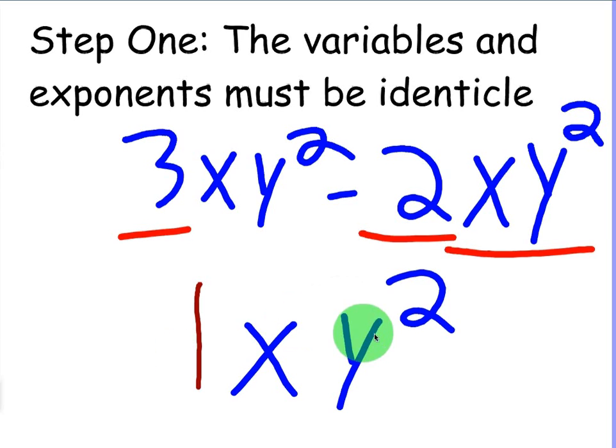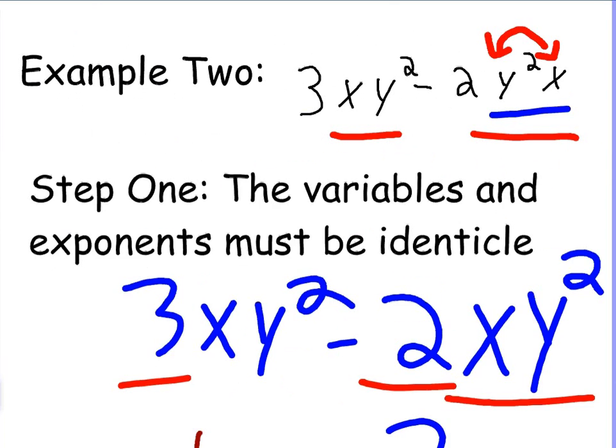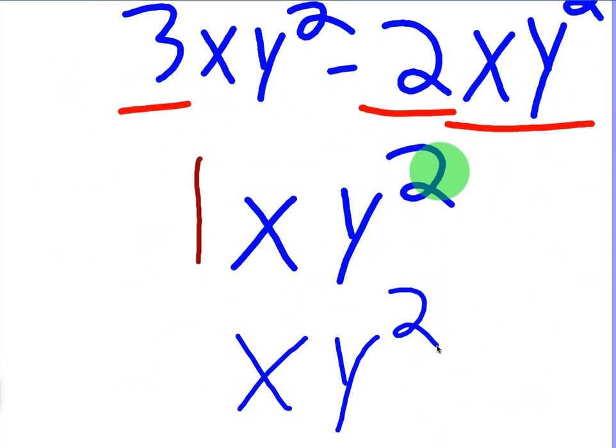And so now we have 1xy squared. Remember that the variables and the exponents stay the same, but we do want to simplify that. So 1 times anything is itself, and so when you end up with 1xy squared, you don't really need that 1 there. You can just write it as xy squared. So therefore, 3xy squared minus 2xy squared gives you xy squared.